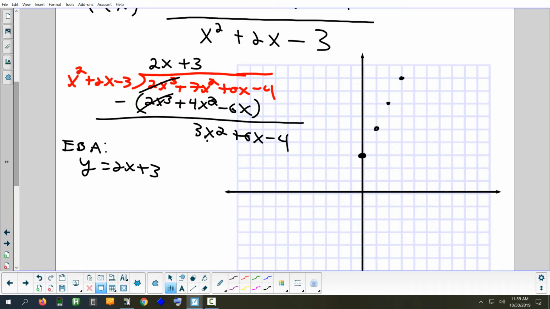He said up 2, right 1. I could also go down 2, left 1. Did I mess up? No, I think I'm good. Okay, so draw that in. It's better if you use a ruler, but I kind of did okay. So that's my slant asymptote.